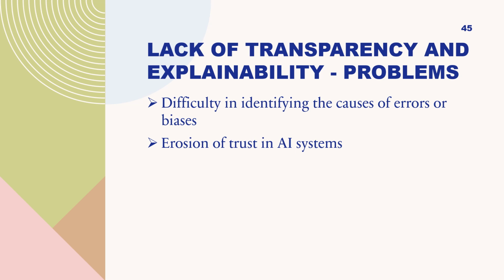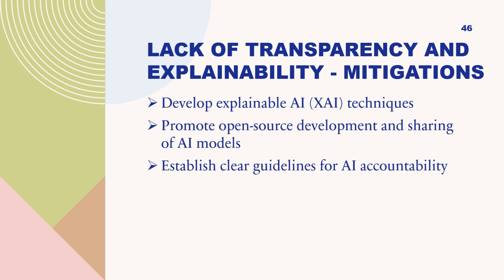So, what are the mitigations? Develop explainable AI techniques. Focus on developing methods to make AI models more transparent and understandable. Promote open source and sharing of AI models. Encourage the sharing of code and data to facilitate scrutiny and improve transparency. Establish clear guidelines for AI accountability. Define clear roles and responsibilities for developers, deployers, and users of AI systems.